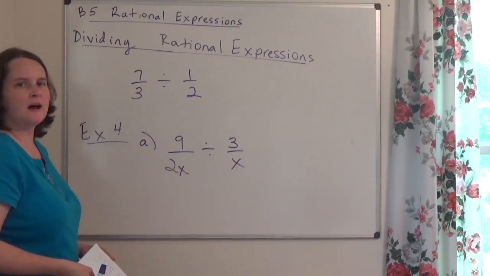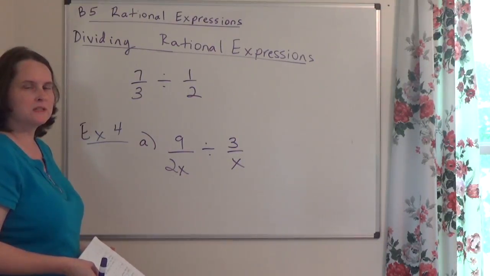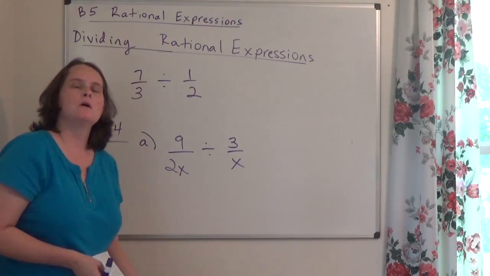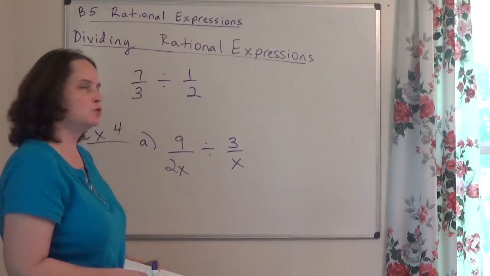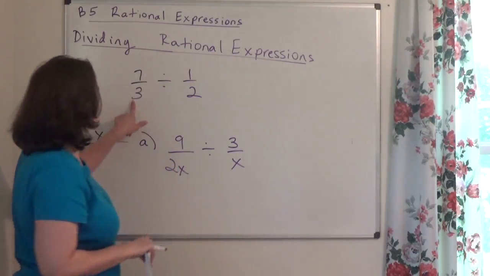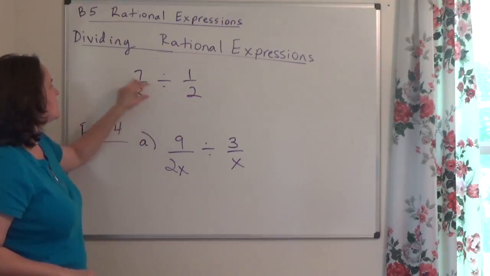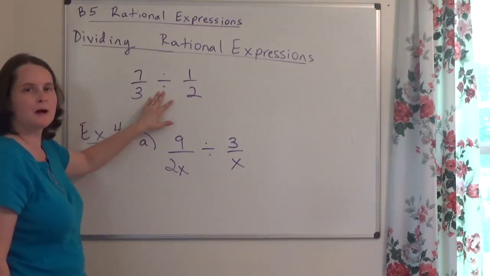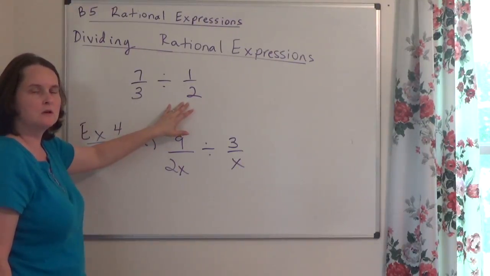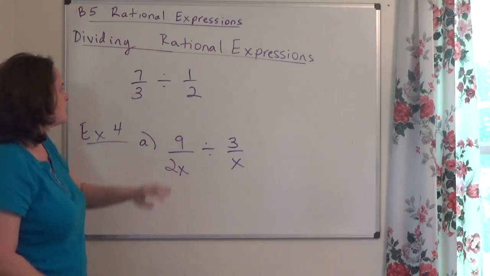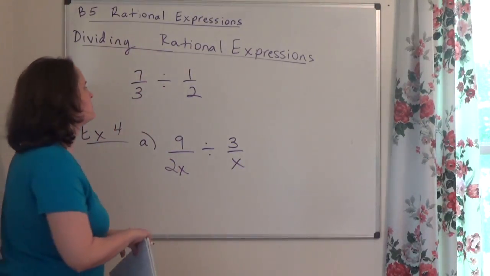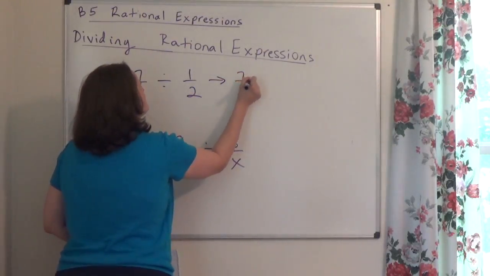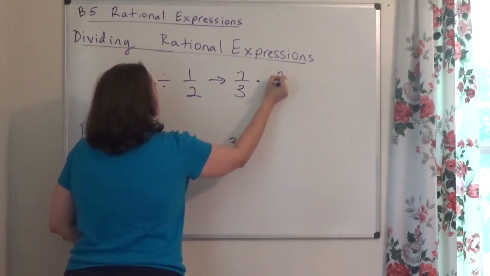Next, we want to talk about dividing rational expressions. When we divide, just like you did in basic arithmetic many years ago, when you divide fractions, the rule is that, let's say you've got 7/3 divided by 1/2. You keep the first fraction just like it is, and then when you divide, you're going to multiply by the reciprocal of your second fraction. What does reciprocal mean? That just means that you flip it upside down. So 7/3 divided by 1/2 becomes 7/3 times 2 over 1.